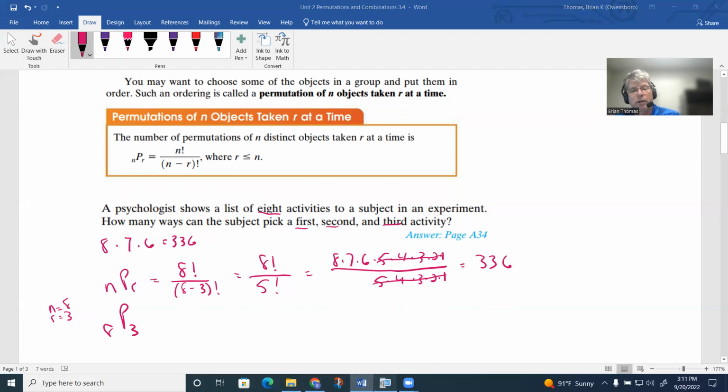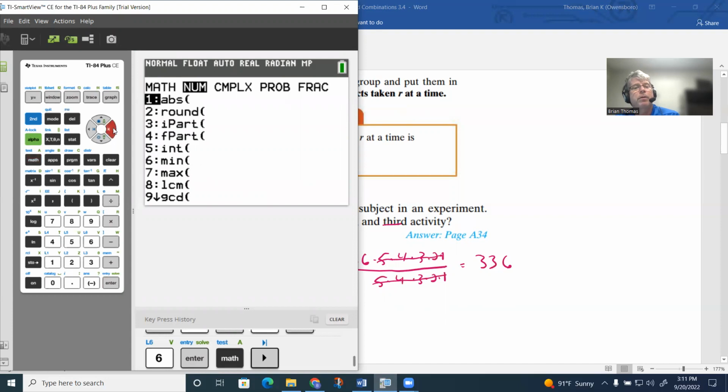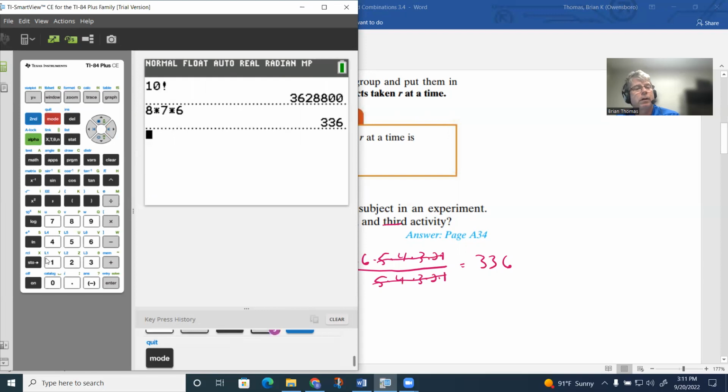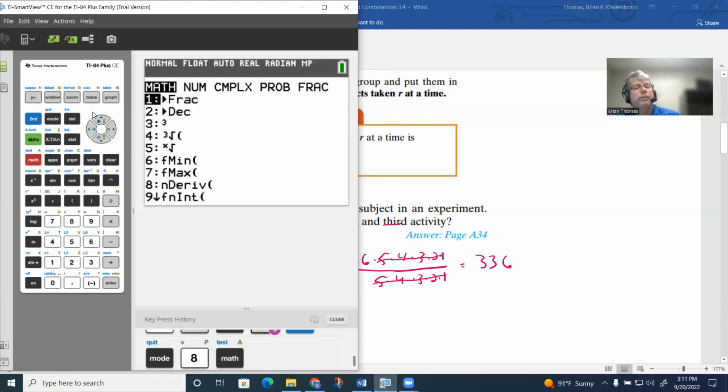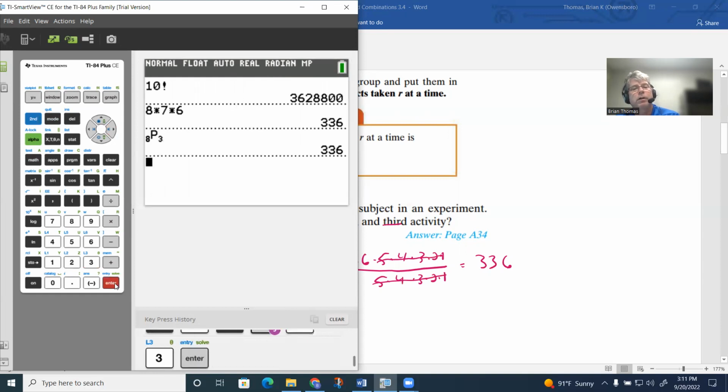So using my calculator, if I hit the math button and come over to probability, PROB, notice that number 2 has this nPr. The way this works is you actually have to type the 8 in first. So I hit the 8 to start with. Then I go to math, come over to PROB, and choose number 2 for a permutation. Notice how it now creates the format, hit 3, hit enter. It'll give me the 336 that way as well.